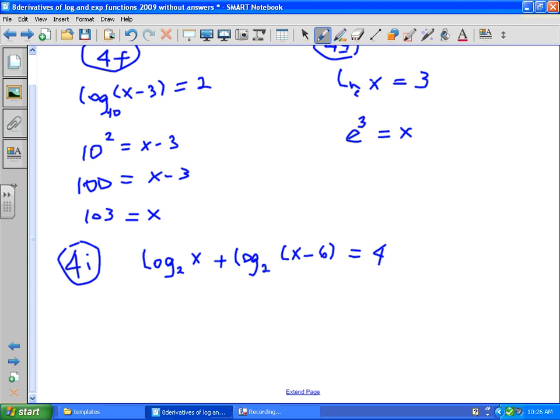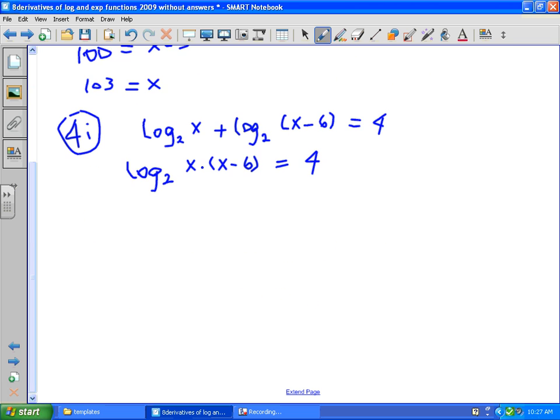Hold on, let me hear from another. Write it as log base 2 of the product of x times x minus 6. This was one of the first rules that we looked at earlier today, right? Log of a plus log of b is log of a times b, right? Okay, now we're ready to put it in the exponential format. And how are we going to do that?